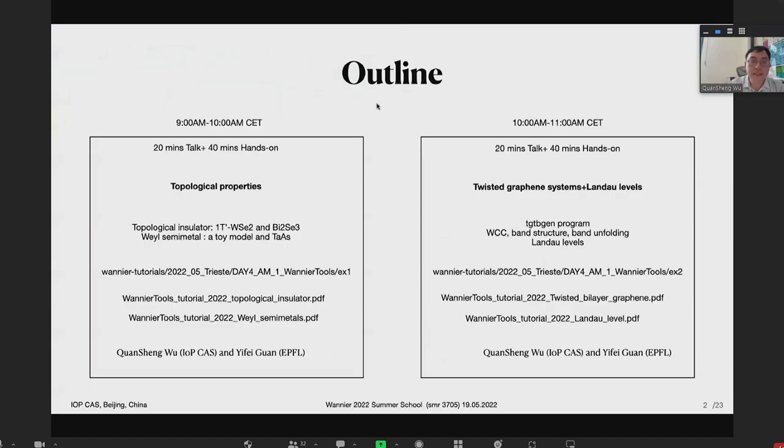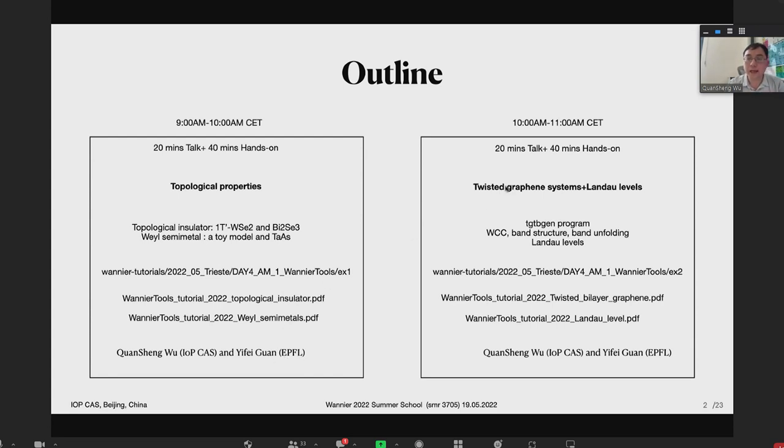This is the outline of these two tutorials today for WannierTools. In the first talk, we will show how to use WannierTools to calculate topological properties, including topological insulators and Weyl metals. This is the work directory, exercise one. We prepared two PDFs to show you how to run WannierTools step by step, with some input files. In this tutorial, Yifei at EPFL will also help us answer questions.